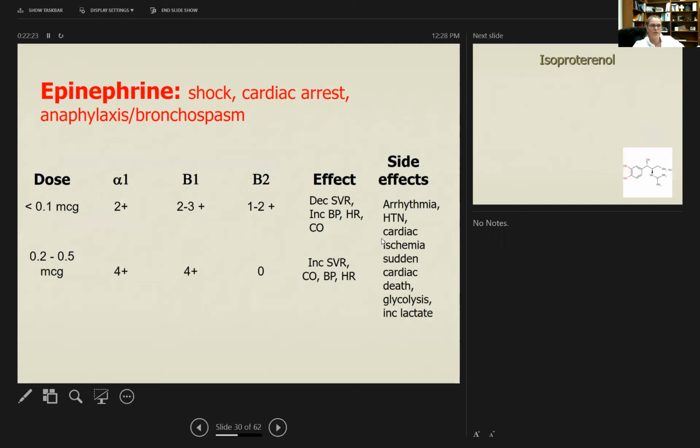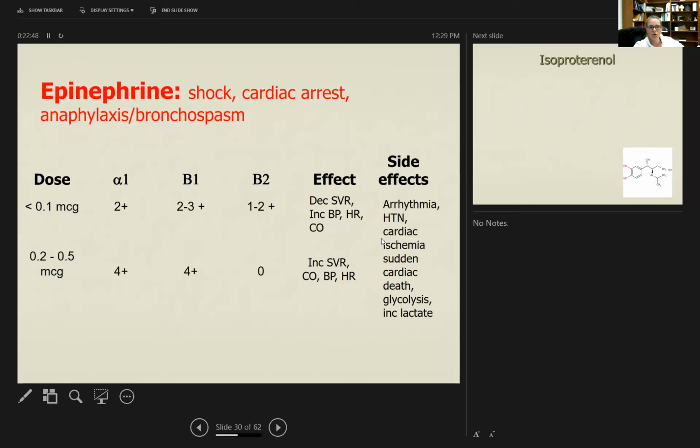We're going to use epi for all flavors of shock. You're going to use it obviously in the setting of cardiac arrest, anaphylaxis, and severe bronchospasm. And as I mentioned before, again, you've got dose-dependent effects. So at lower doses, you definitely still have alpha. You still have some peripheral vasoconstriction, but you get a medium amount of chronotropy and inotropy.